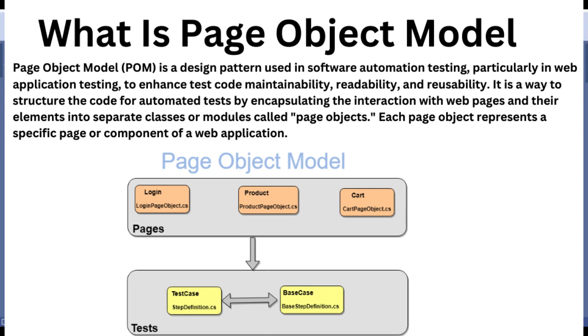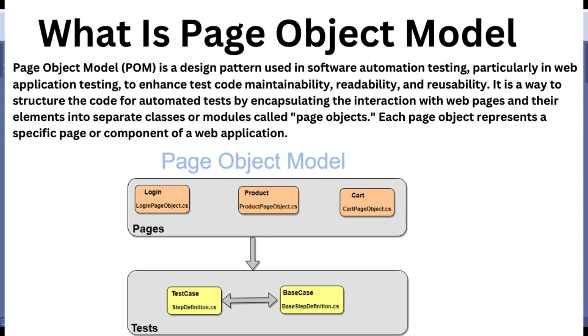Let's consider here the e-commerce application, which we have used in the previous examples. If you try to split the complete application into web pages, then in page object model, the first page object we can consider is a login page, and then product, and then cart, and this page object will be used inside our test case. So what exactly will this page object contain?